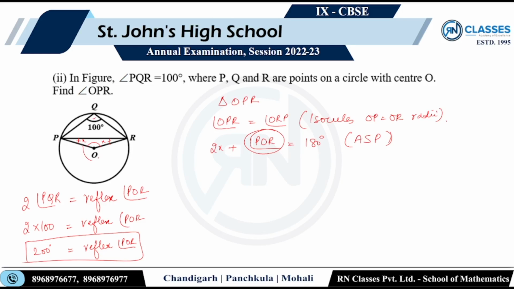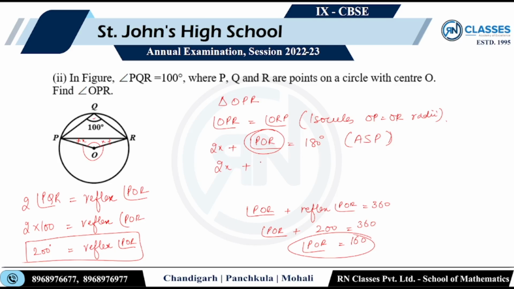Okay, now I have 200. I can write it as angle POR plus reflex angle POR is equal to 360. So this comes out to be 200. I need POR, so it comes out to be 160. So 2x plus 160 is equal to 180. So 2x goes to 20 and x goes to 10 degrees, which is angle OPR.